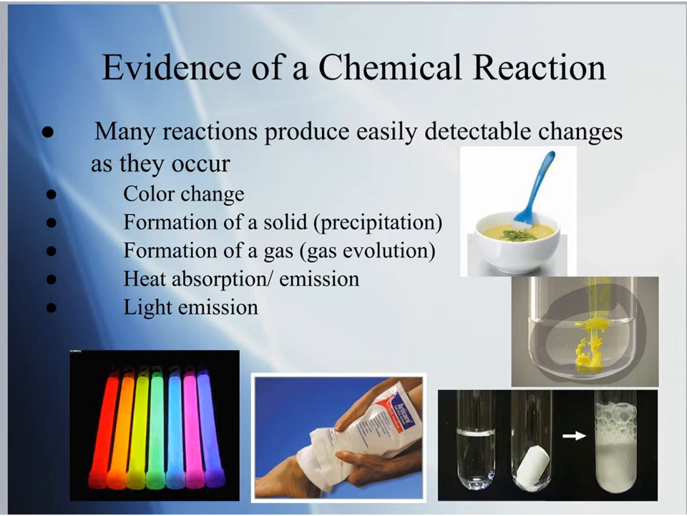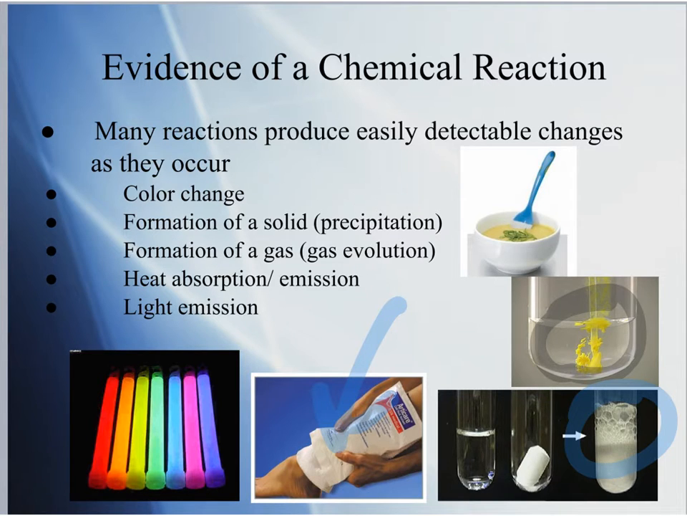The formation of gas bubbles. Like in this one over here, we've got the formation of gas bubbles in that test tube, which is also an indicator that a chemical reaction has occurred. Heat absorption or emission: if something feels hotter or colder than before. For example, this ice pack is an example of a chemical reaction going on inside of the bag that is making it feel cold, because it's absorbing the energy away from you.